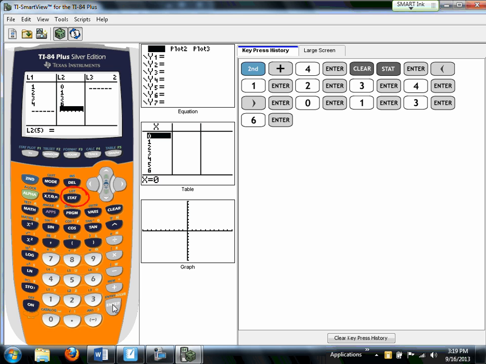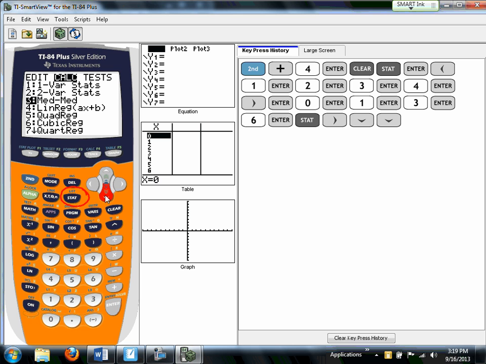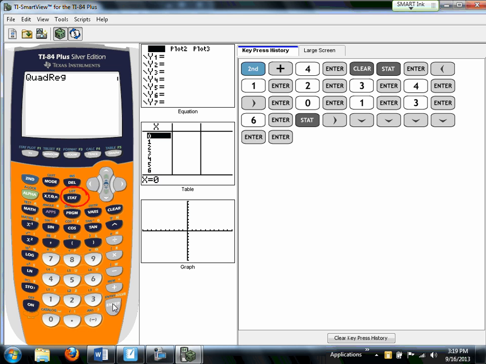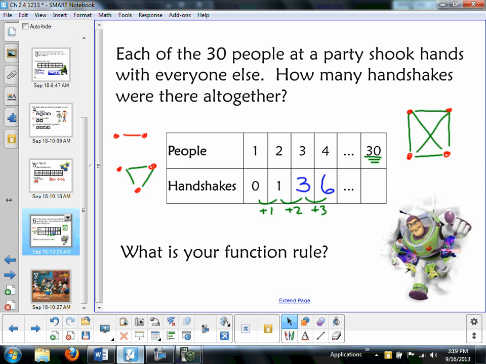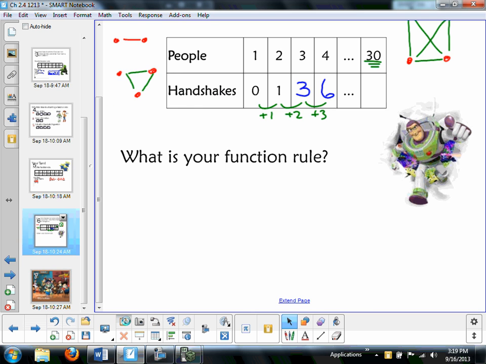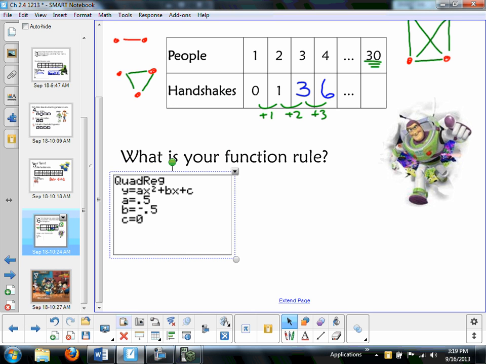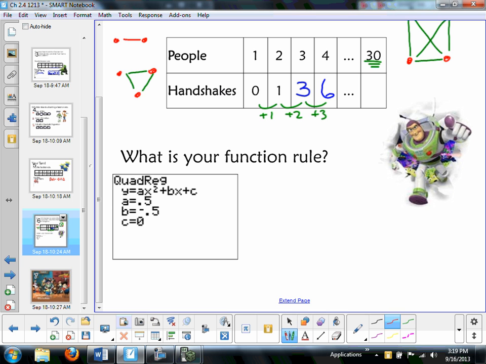So I'm going to go back to stat. I'm going to go over to calculate. Now the quadratic regression. I'm going to hit enter. And here we have it. So let's capture that again. I'll paste it back in our notes. So our function rule. This time we have an a and a b value but no c value. So we have f of x equals 0.5x squared minus 0.5x.